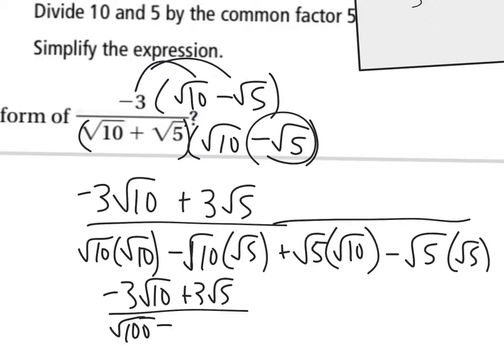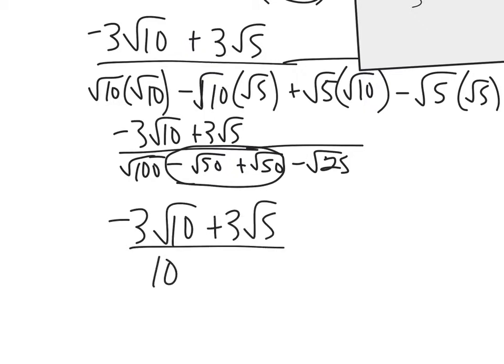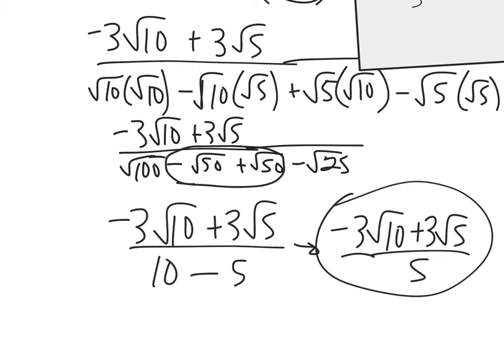Okay, so if you want to go through this, minus square root of 50 plus square root of 50, but every time that's what's going to happen. So these will just cancel each other out. And then this will be 10 minus 5, which is 5. And then at that point, really there's nothing else we can do. And so you can just leave it like that.